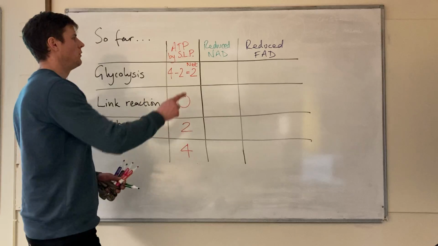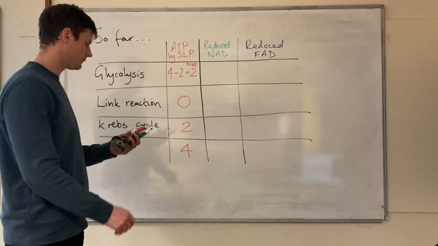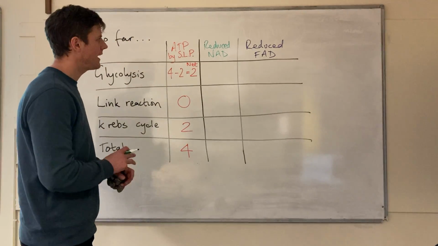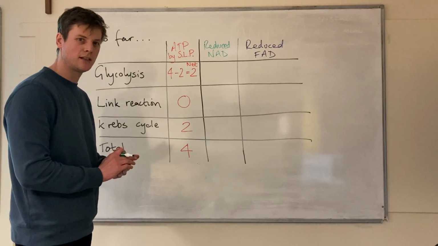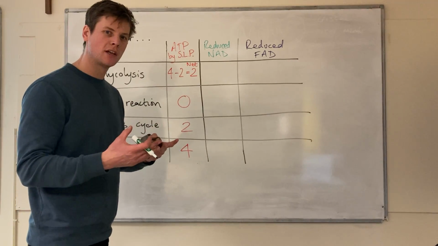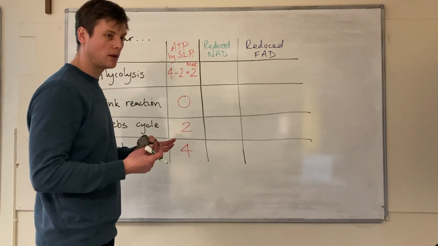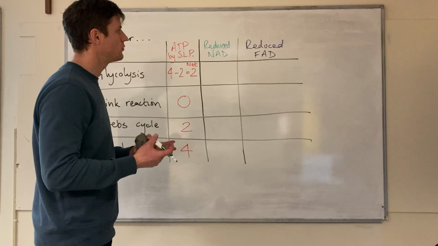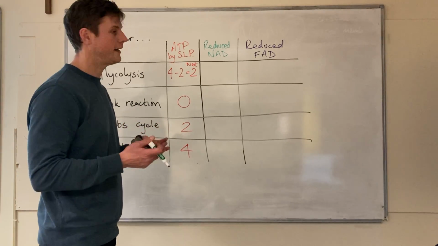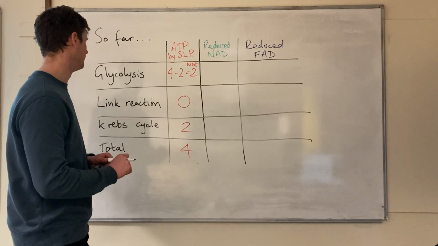Importantly though, we've produced reduced NAD and reduced FAD. And it's this reduced NAD and reduced FAD which are going to provide high energy electrons and protons, which will enable the mitochondria to produce a lot more ATP by a process called oxidative phosphorylation.